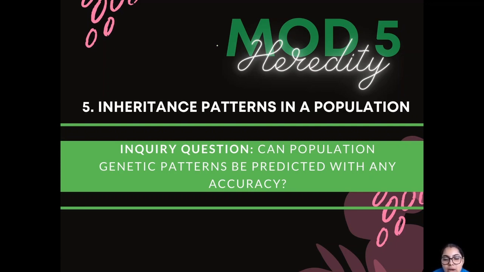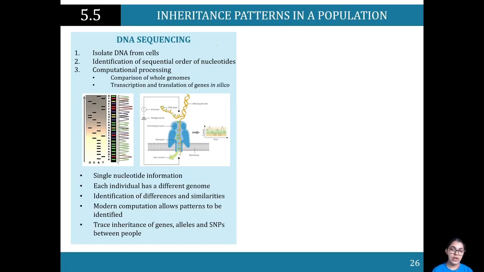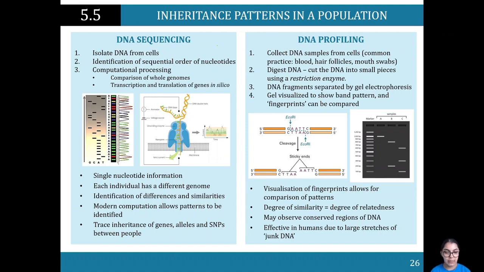This is where we consider how a population's genetic patterns can be predicted with any accuracy. So this is where we have two techniques we need to know when it comes to inheritance patterns. The first one is DNA sequencing. And how does that occur?